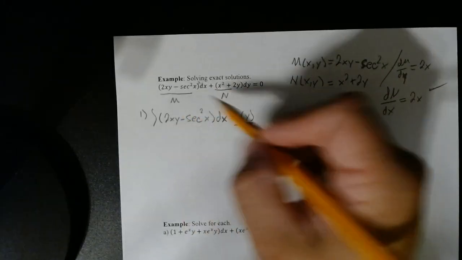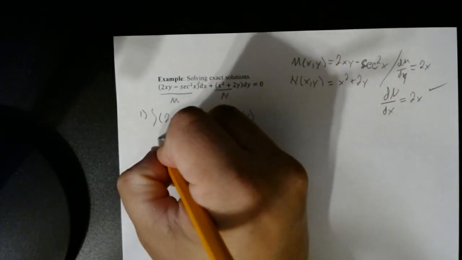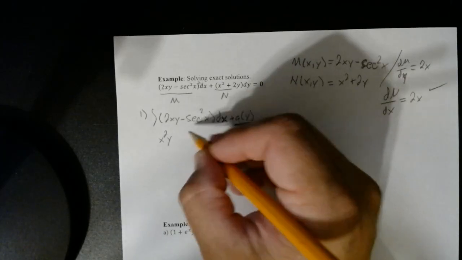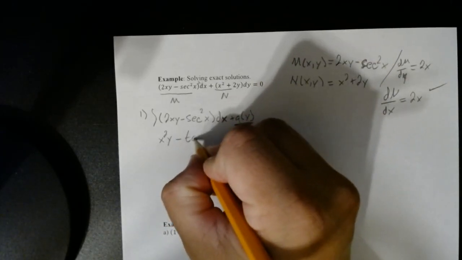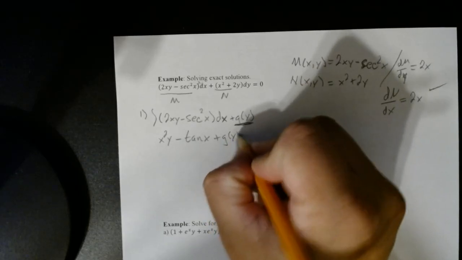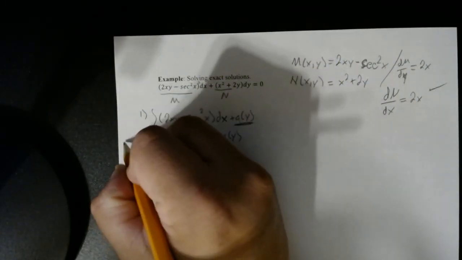Now if I take the integral the old-fashioned way, with respect to x, this ends up being x squared y, and the integral of secant squared is going to be tangent x, and again, plus g of y. So this is going to be our f function.